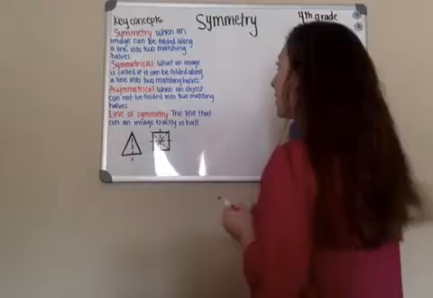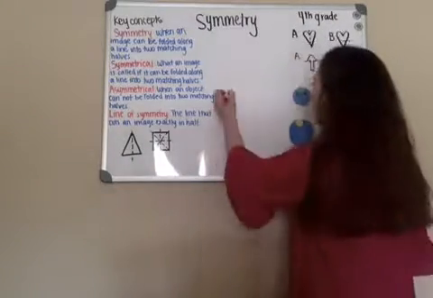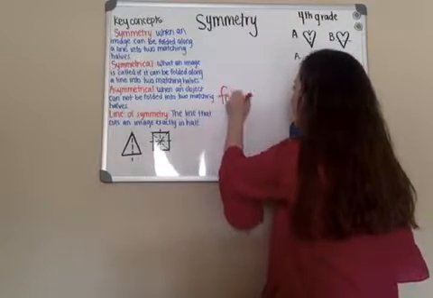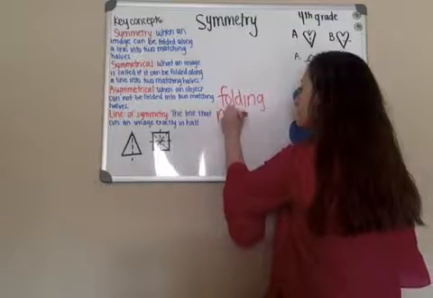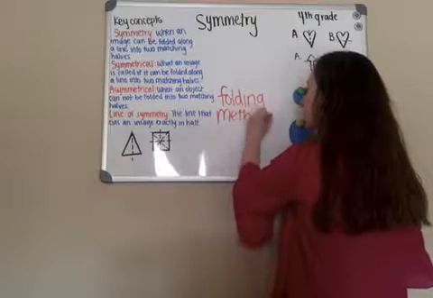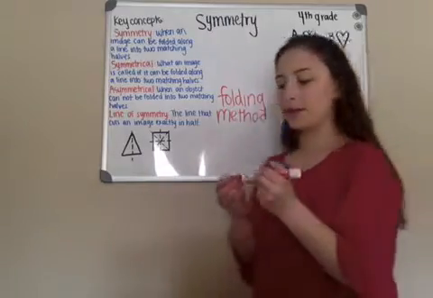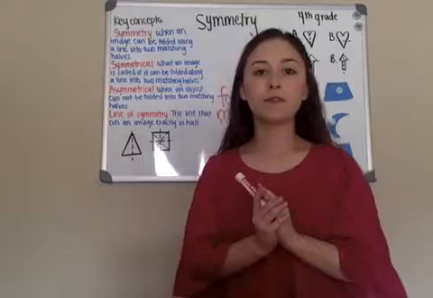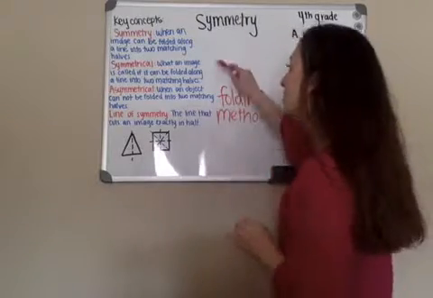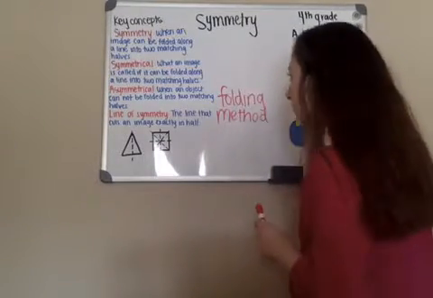Alright, so the main way that symmetry is taught is by the folding method. Can anyone tell me what they think the folding method is? The folding method is whenever we get an object and we think about the different ways that we can fold it that will make us have two matching halves.